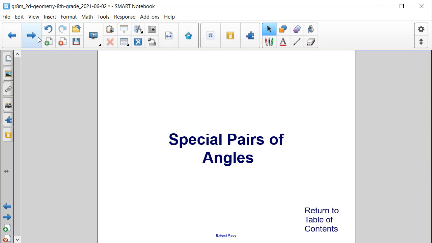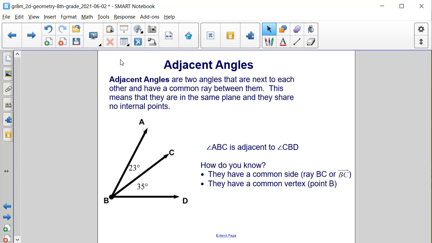Special pairs of angles. Adjacent angles are two angles that are next to each other and have a common ray in between them. This means that they are in the same plane and they share no internal points. So in this diagram, we have angle ABC is adjacent to angle CBD.